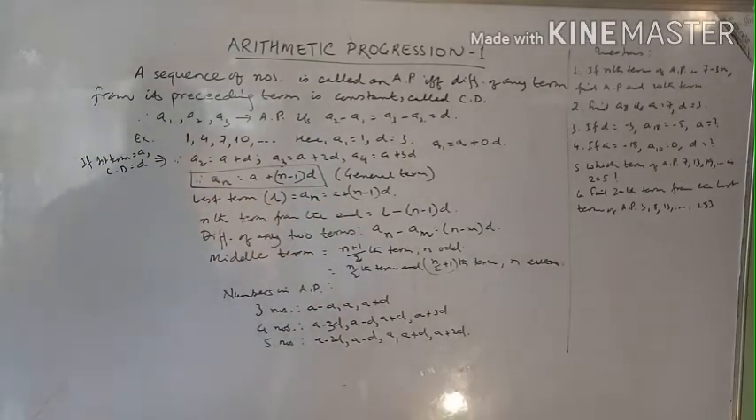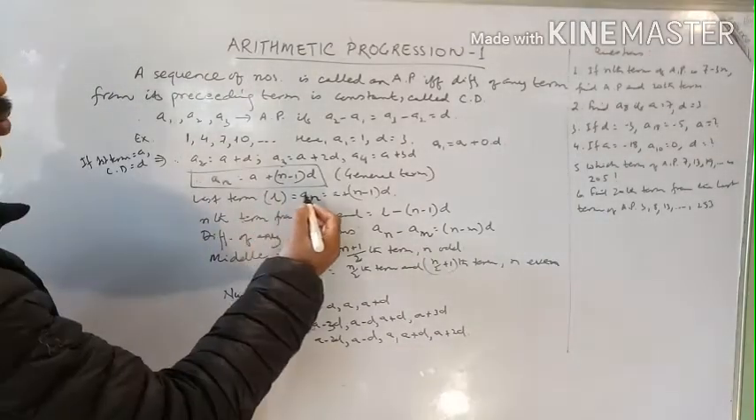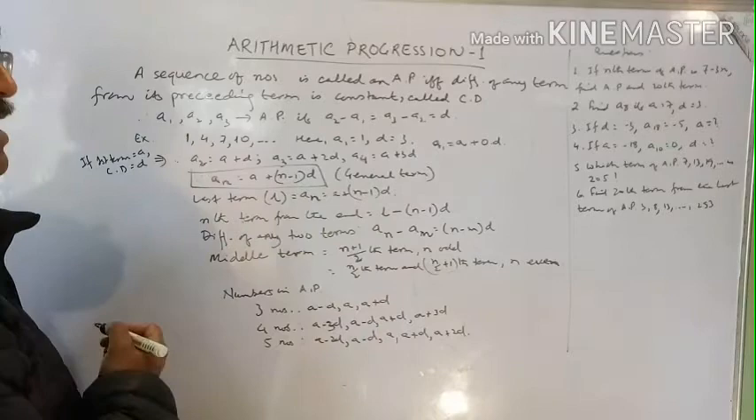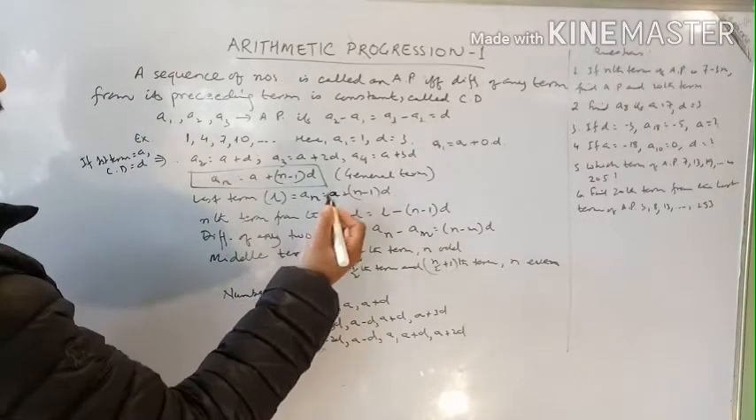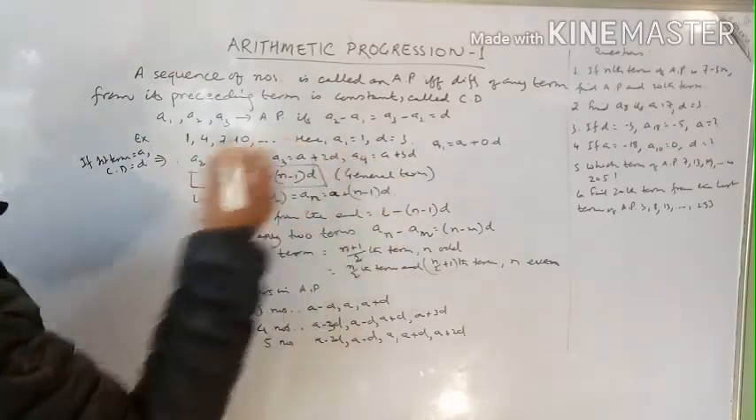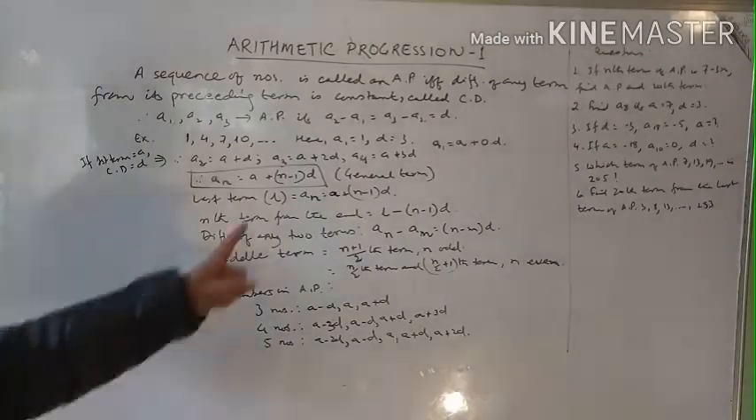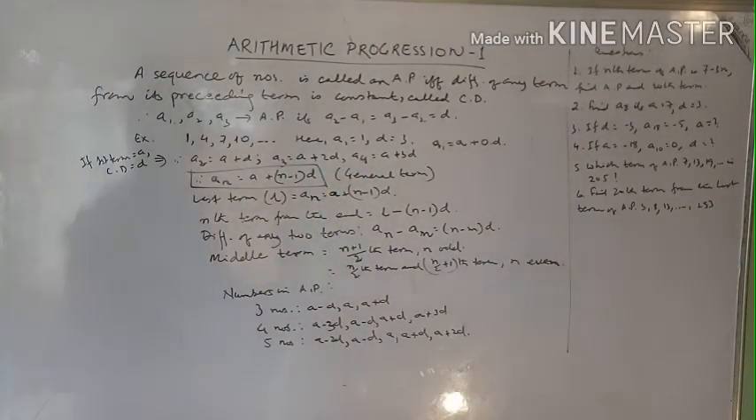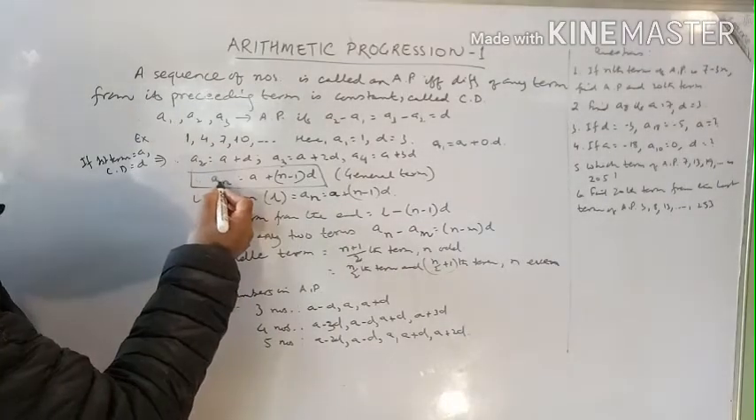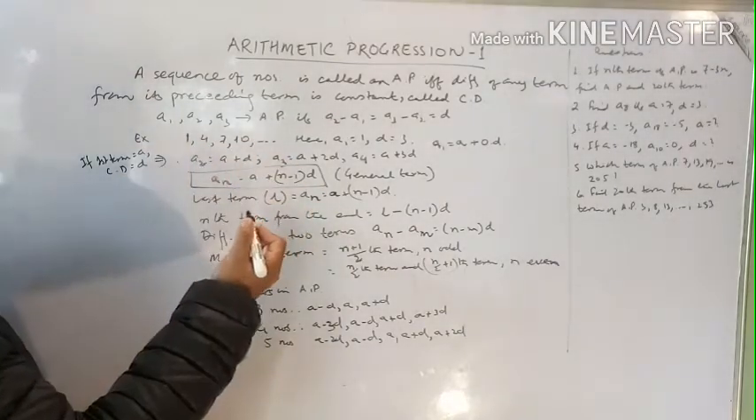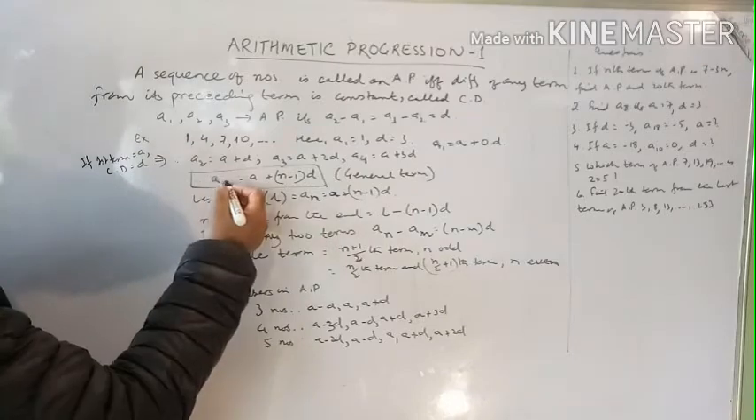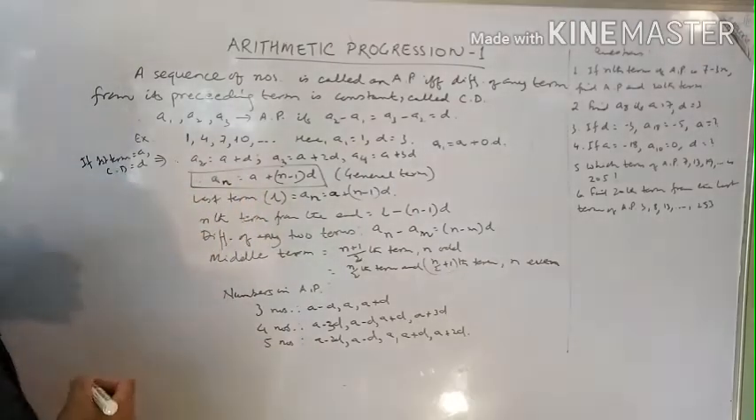Small letter l represents the last term of the sequence of the AP, and that is equal to a_n. The nth term is the last term. So the formula is the same thing, a plus (n minus 1)d. So the last term and a_n are the same. Now, this is the nth term from the beginning. If you have to find the nth term from the beginning, we use this formula a_n.